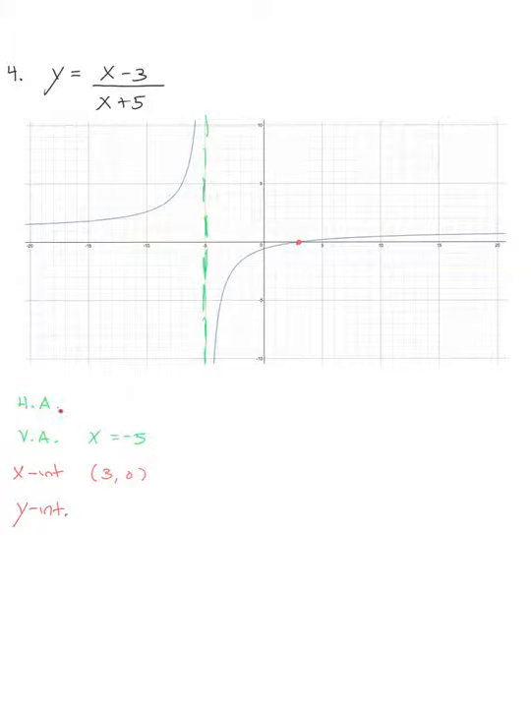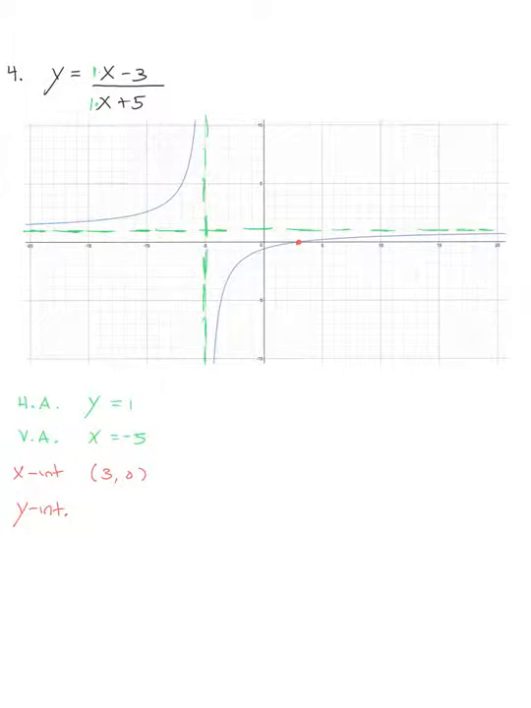For example, the horizontal asymptote. I know it's going to be the ratio of the numbers in front of the x's. They're both 1. I can go ahead and put those in here. That's 1 over 1. But that means your horizontal asymptote is y is equal to 1. So the graph must approach this horizontal line. And that seems to be the case.